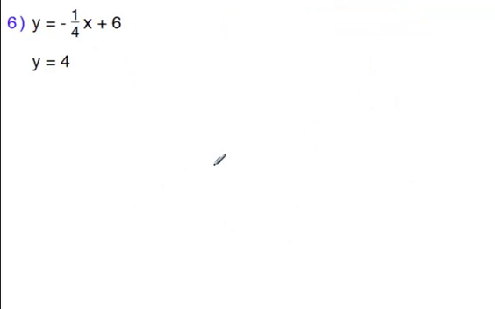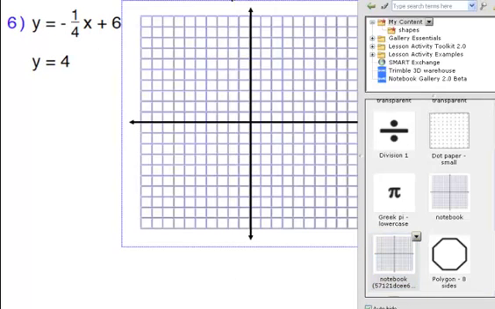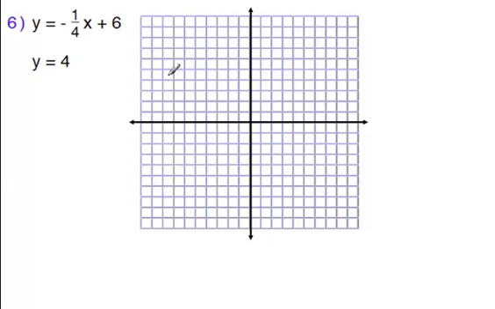Okay. Oh, here we have equations that have y by themselves, so we can go ahead and graph. Nice. Okay, so let's do this one. We have our y-intercept of 6. We have our slope of negative 1/4. So that's up 1 and to the left 4. Up 1 and to the left 4. So there's our equation there.